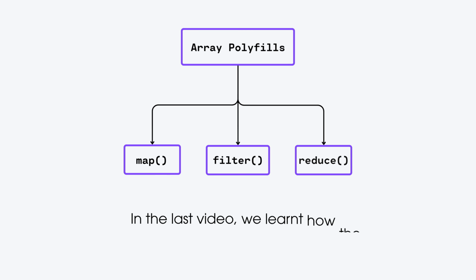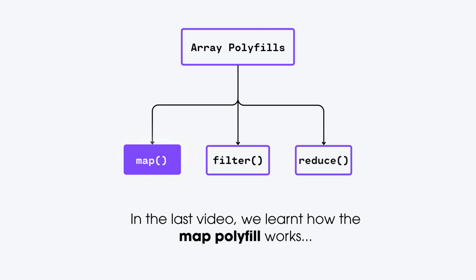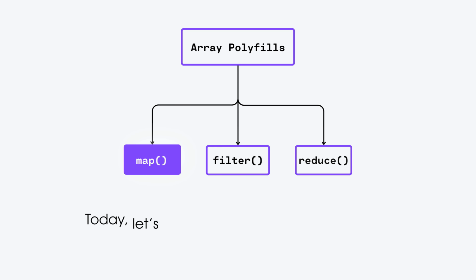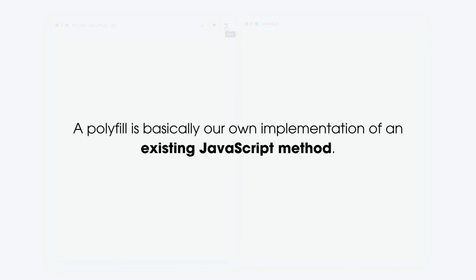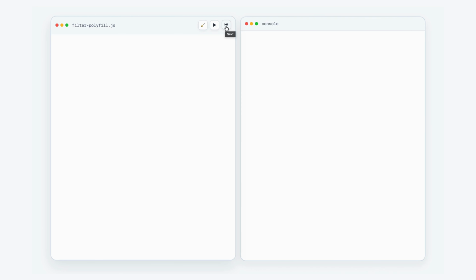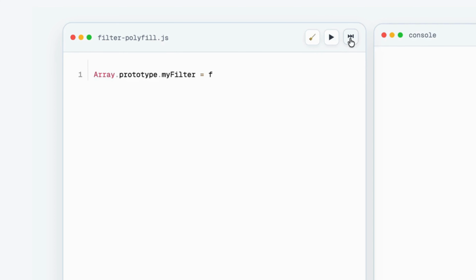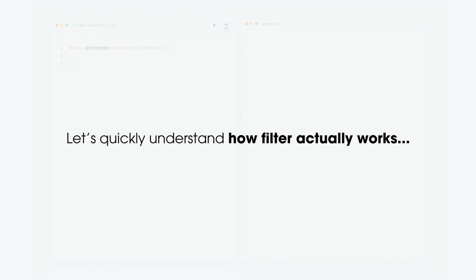In the last video, we learned how the map Polyfill works internally. Today, let's build the filter Polyfill from scratch. A polyfill is basically our own implementation of an existing JavaScript method. JavaScript already gives us the filter method, but today we'll create our own version of it. But before building it, let's quickly understand how filter actually works.